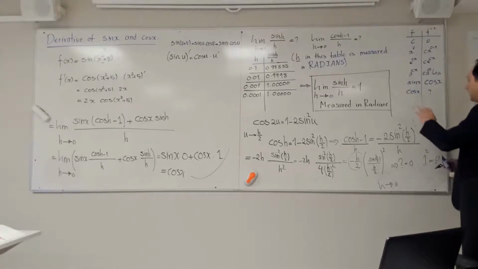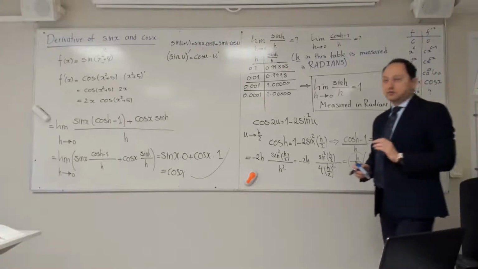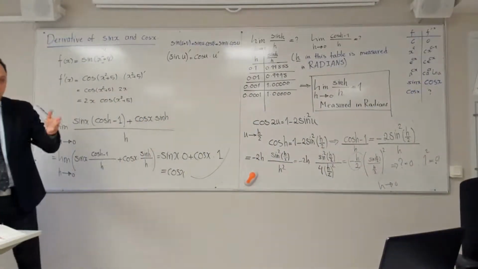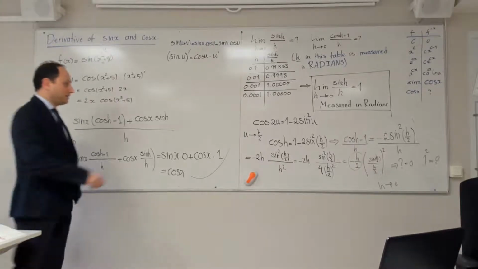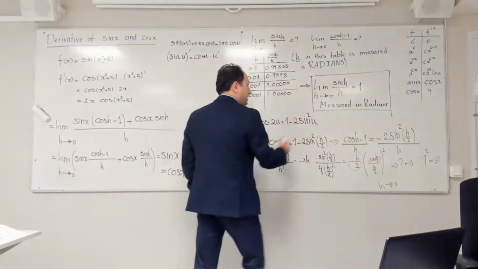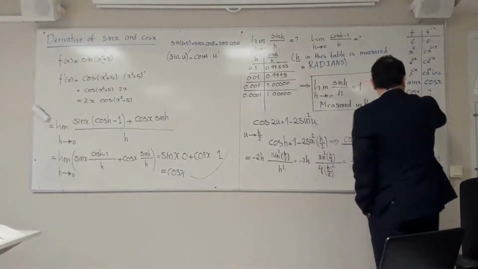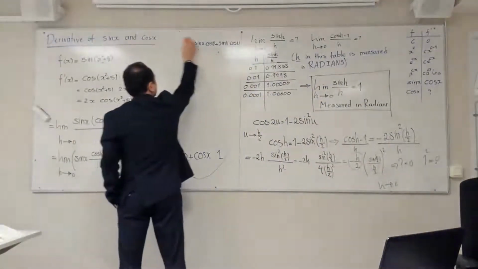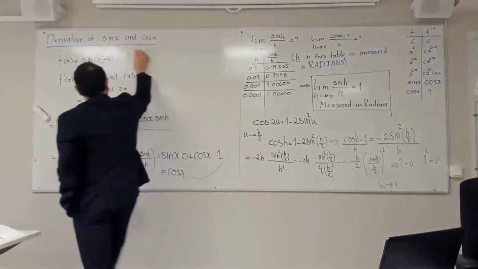Now my question is, what do you think about cosine of x? I want to find the derivative of cosine of x. What is your suggestion? What is your starting point? People at home and here. So let me clean the board so that you can think. So my question is, how to calculate the derivative of cosine of x?